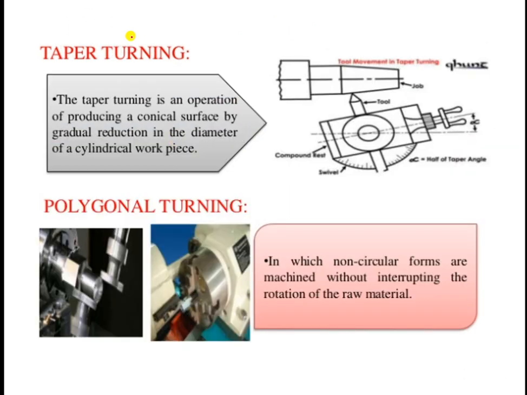Taper turning: up to this point this is a circular part, but here the diameter is more and here the diameter is less. So there is a variation in the diameters, which will give us a surface with a different shape, like a conical shape up to some depth, up to some length. That can be obtained with the help of a special arrangement known as the taper turning arrangement.